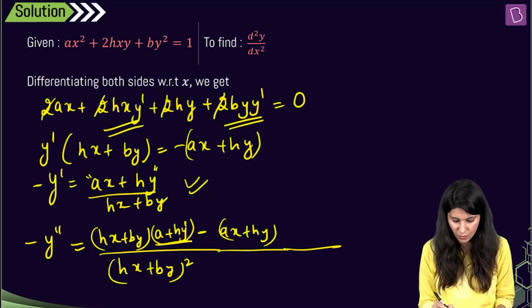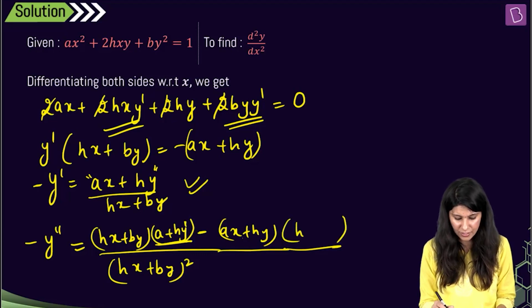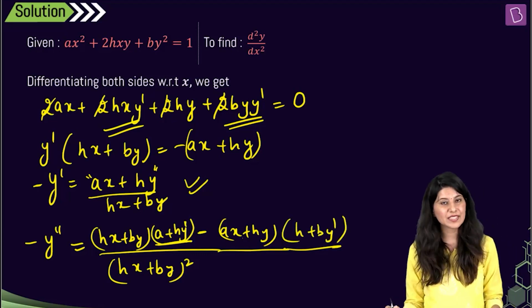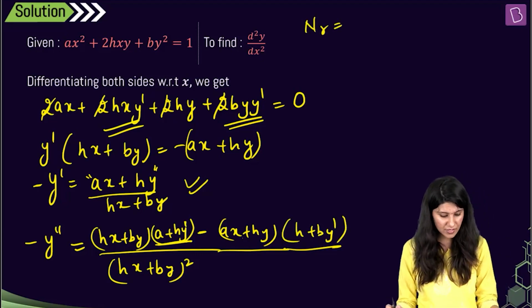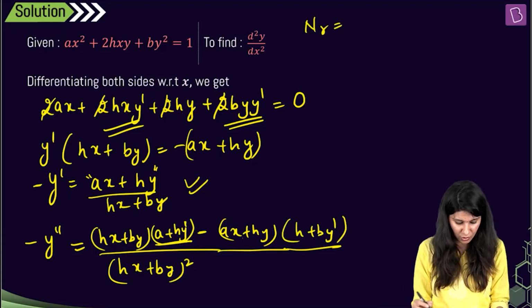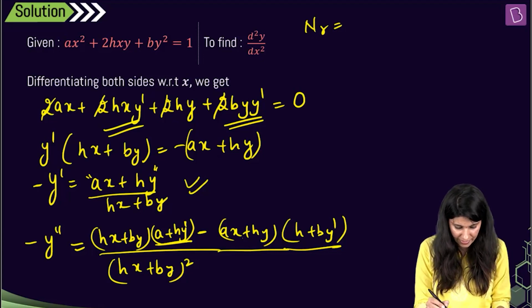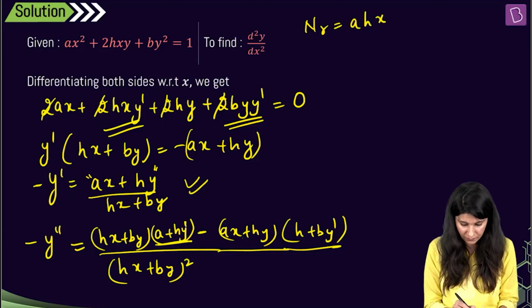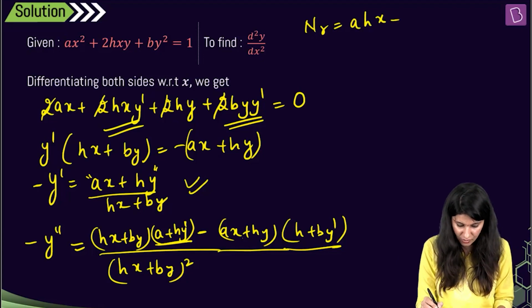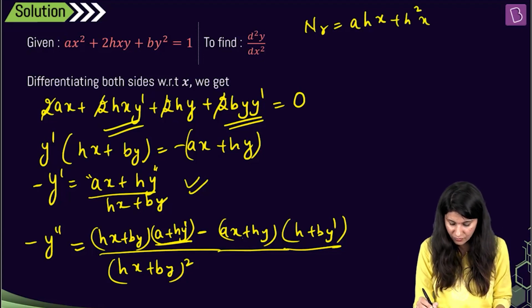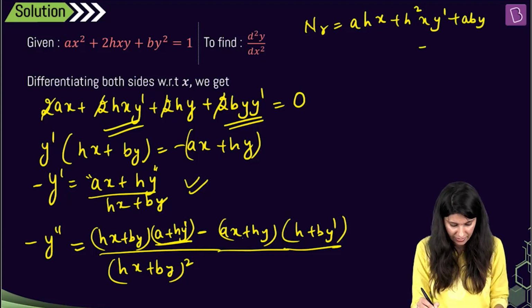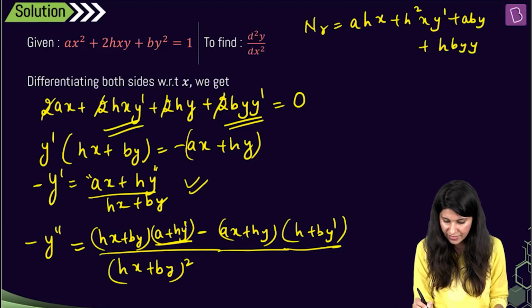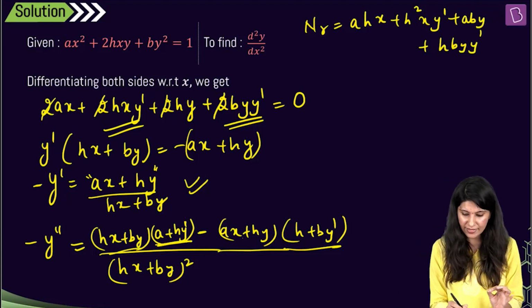Right? And in here what do I get? I get h plus by dash. Talking about the numerator, let's simplify the numerator over here. If I simplify the numerator, what do I get if I multiply things? So ahx, first term. And then I have h square xy dash, second term. Then I have aby. Then I have hbyy dash. Right? So these two brackets are solved.